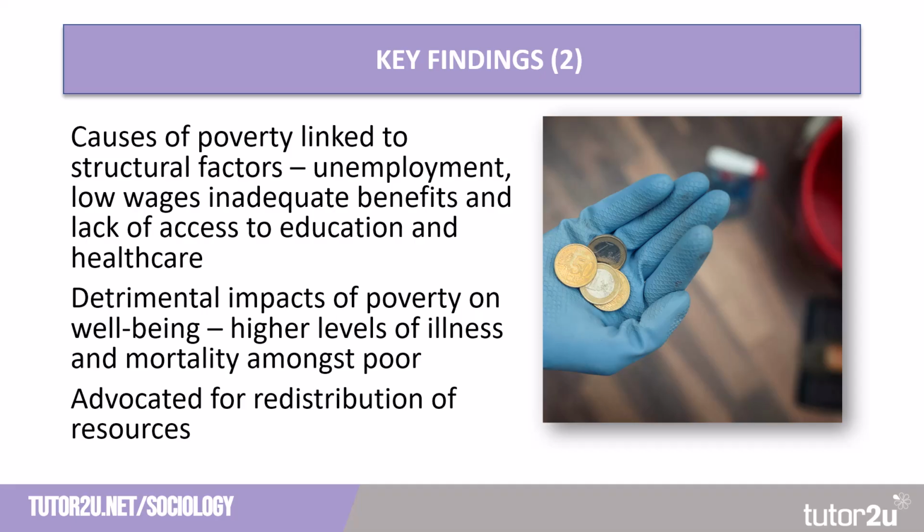Based on his findings, Townsend advocated for substantial policy changes to address poverty. He called for increased social security benefits, better access to education and healthcare, improved housing, and measures to reduce unemployment. Townsend believed that a more equitable distribution of resources and opportunities was essential to combat poverty effectively.